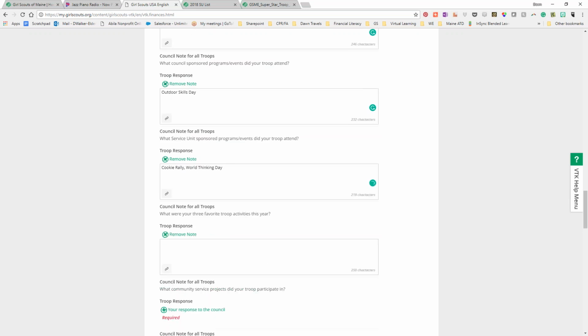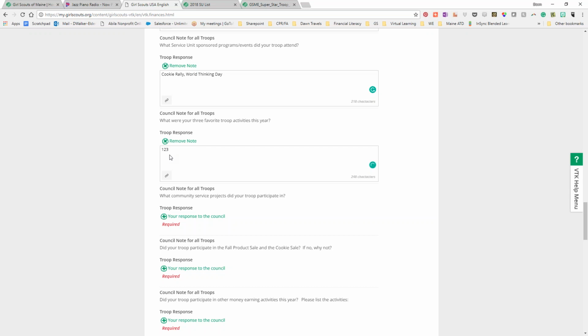Three favorite troop activities this year. So many choices. So I'm just going to put 1, 2, 3 because I don't know. But I would list things, and this kind of stuff, they could have the girls sit with them and brainstorm some of these things, right? Whether they can fill it out right then, or they could just take notes with the girls at a meeting if you don't have internet access.